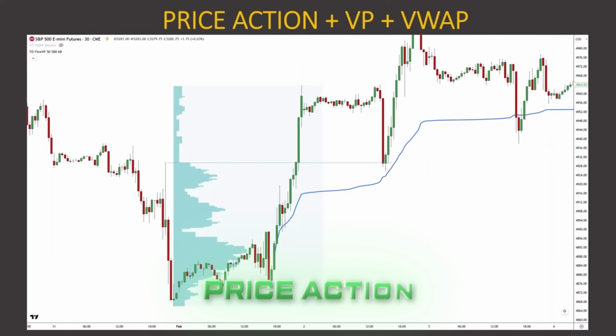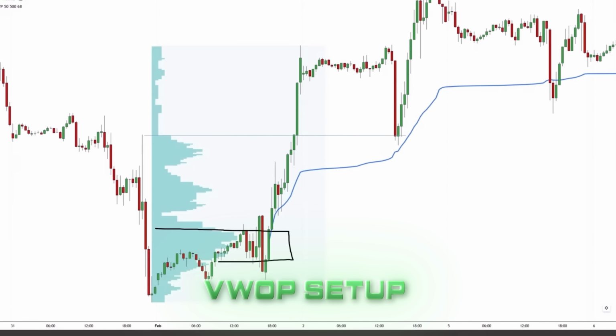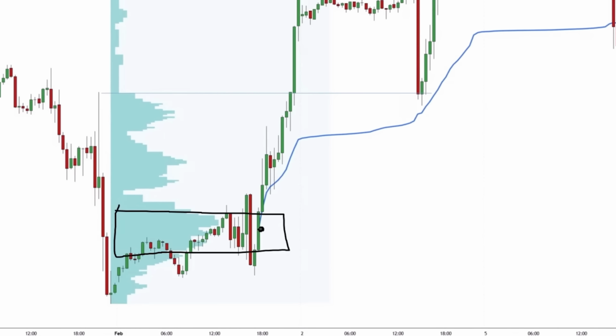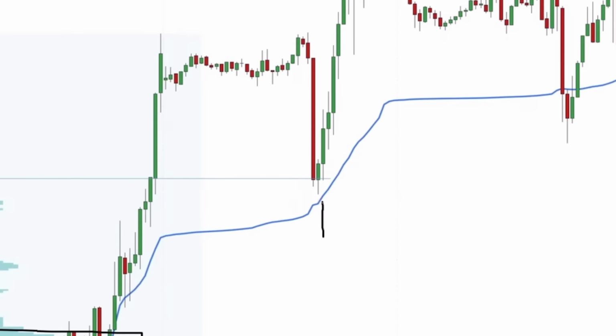Now in here we have a triple combo actually. This is a combo of price action setup, volume profile setup, and VWAP setup. So let's start with the VWAP setup here. If you look at volume profile, it shows heavy volumes here in this rotation. And this is where you anchor the VWAP at the start of the trend. And this is where the price gets very, very close to the VWAP.